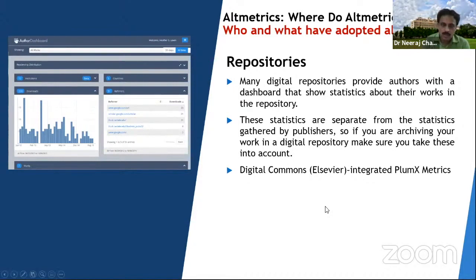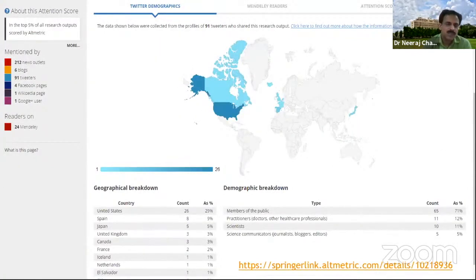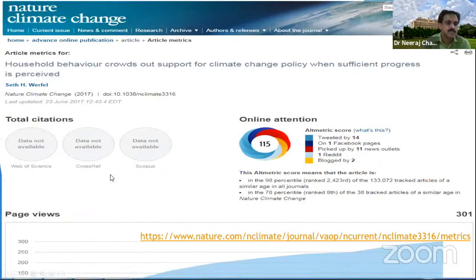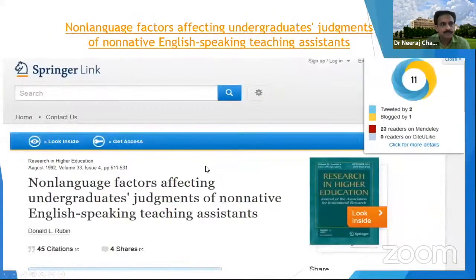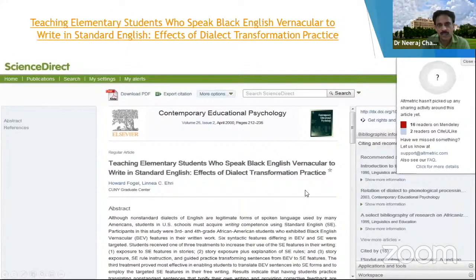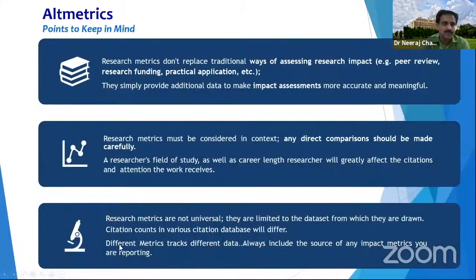There is one repository, which is Elsevier. They have come out with a product like Digital Commons. They have integrated the Plumx Metrics with this Elsevier tool. Likewise, in other tools of Elsevier, they have integrated these Plumx Metrics. So these are some examples from different journal pages, like Springer Link. You can see all kinds of altmetrics scores there. Similarly, in Nature publishers, in Frontiers, Springer Link, you can see all these are integrated with the altmetrics.